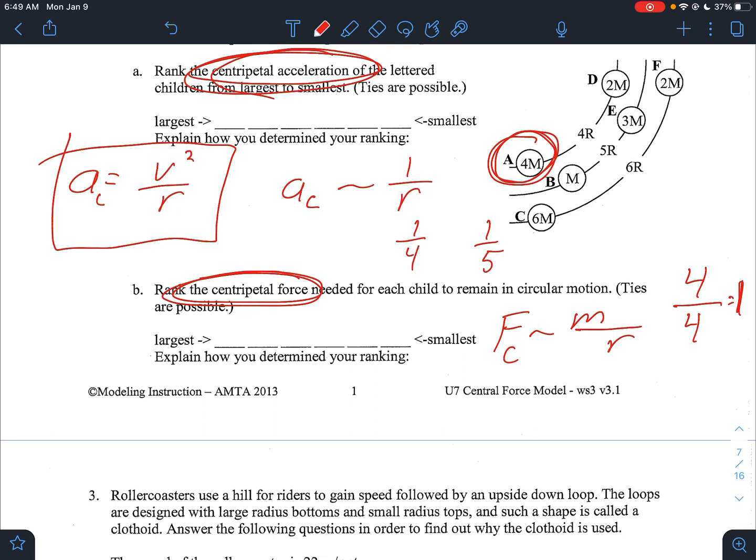So then I might go for, say, athlete D. Doing the same thing. It's going to be the proportion of mass over radius. So twice the mass, radius of 4, an overall value of 1/2. And then you could do that for each lettered athlete and then compare them at the end.